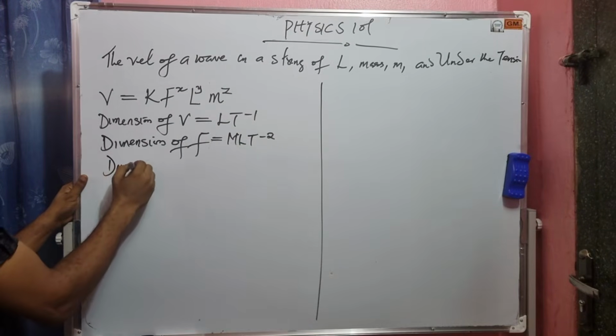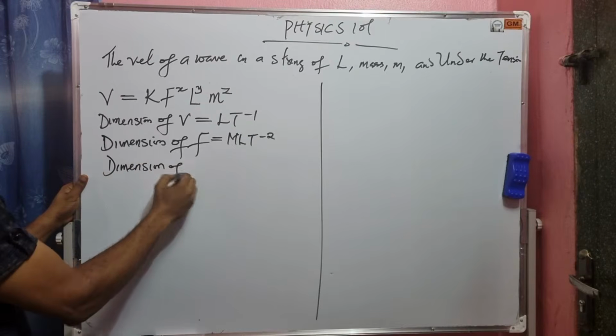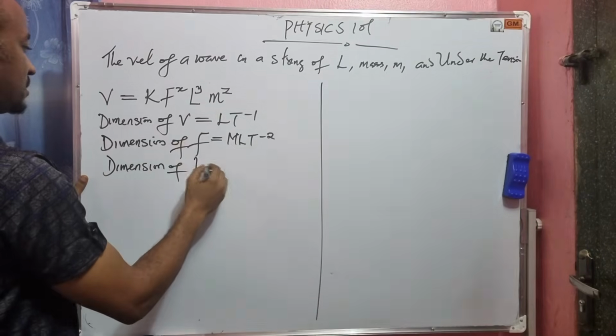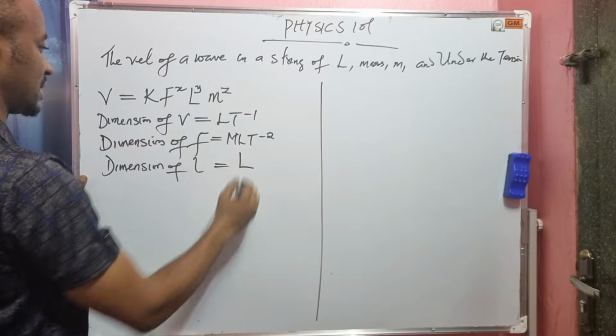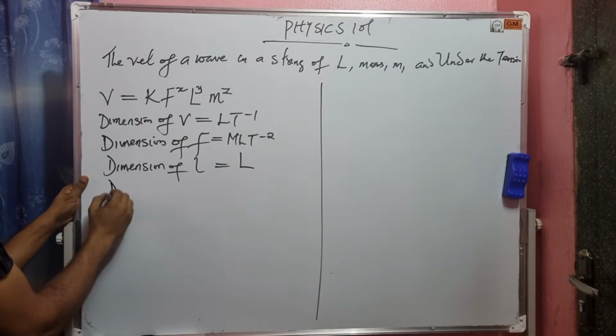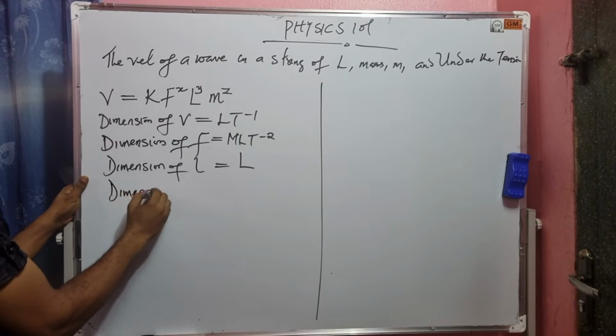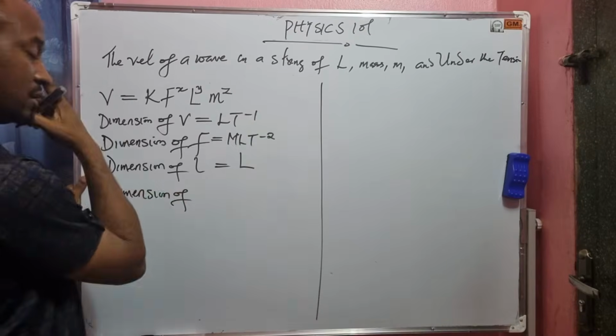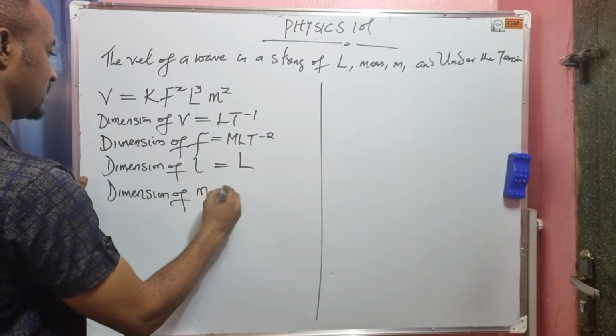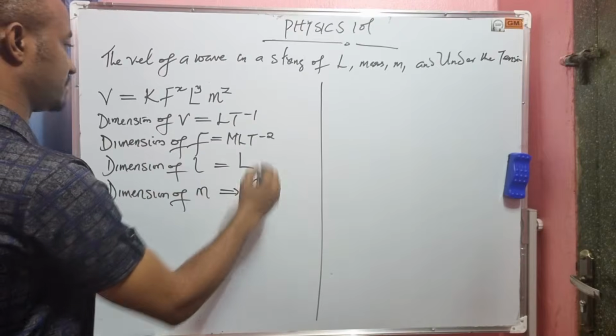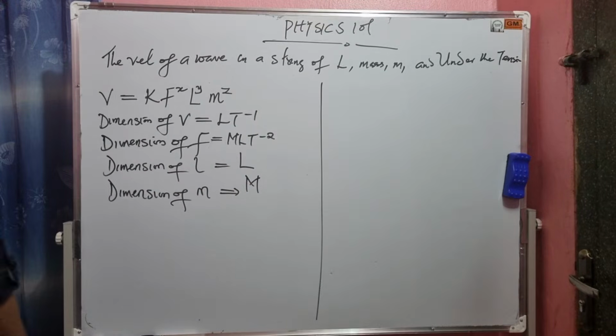Dimension of length L is capital L. Dimension of mass is capital letter what? M. Please, if you are following, indicate that you are following.